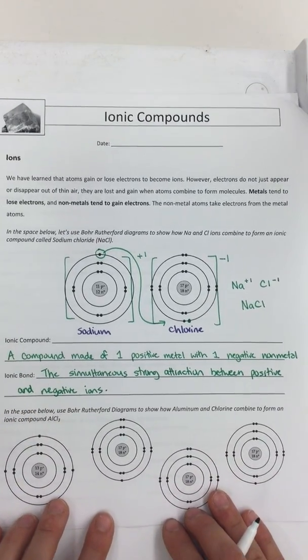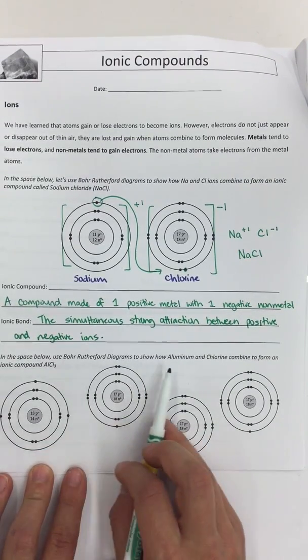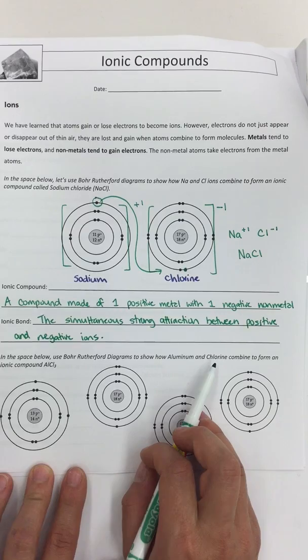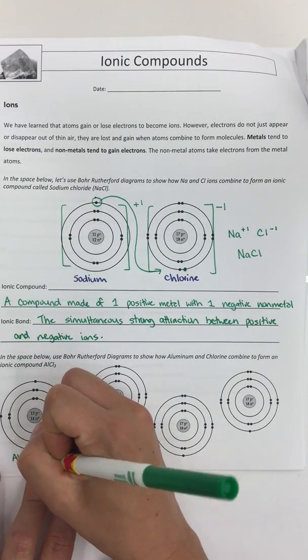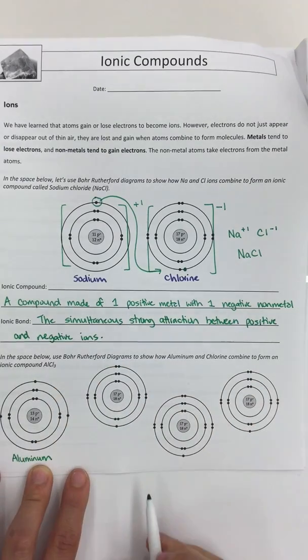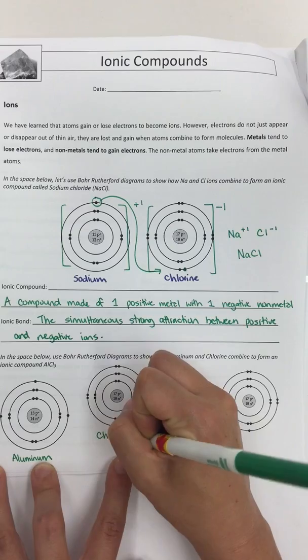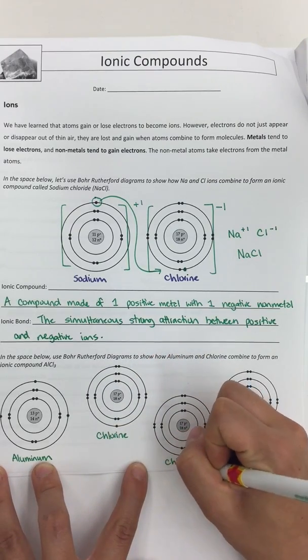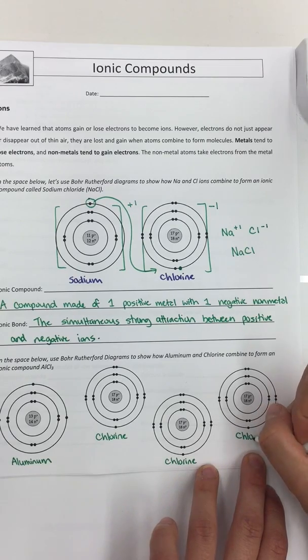Let's do one more example together. Here I have aluminum and chlorine. So hopefully you can see that this is my aluminum. And I have actually 3 chlorines, and you'll see why in 1 second. Chlorine, chlorine, chlorine.